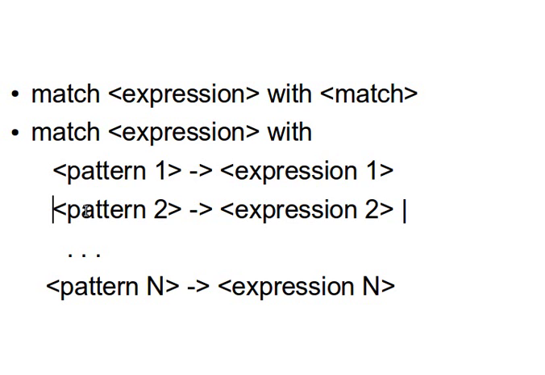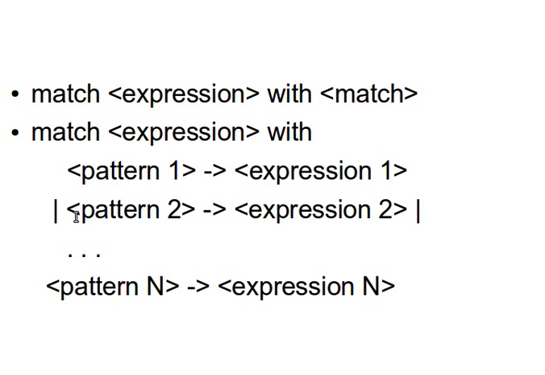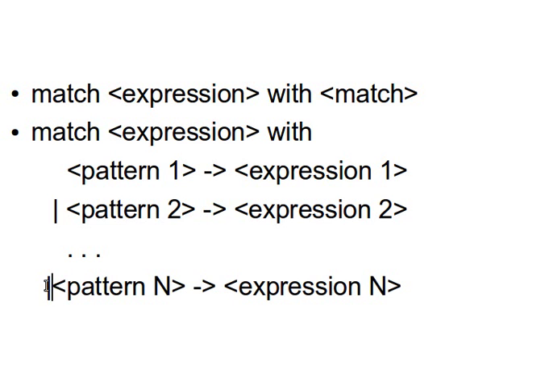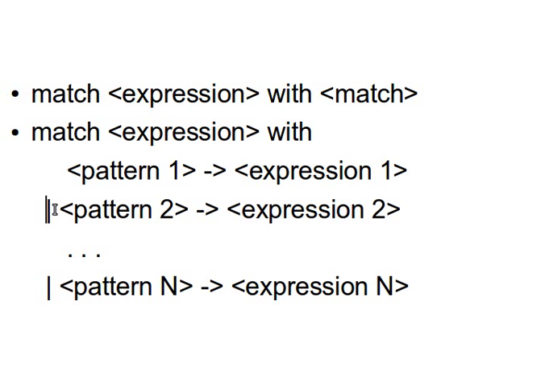If the first one doesn't match, then try with the second pattern. If it doesn't match, then try with the third, until we reach pattern N, and hopefully our expression will evaluate to one of these patterns. If it doesn't, then OCaml will give us a warning or an error, as we are going to see.